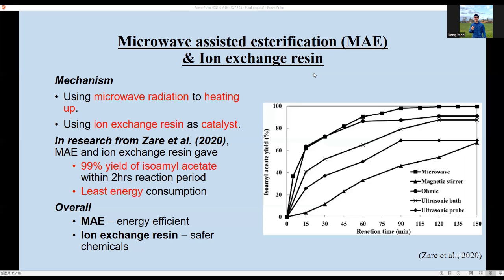In the research, MAE achieved 99% yield of esters within a 2-hour reaction period and the least energy consumption overall compared to other heating methods. So based on that, MAE is energy efficient, while ion exchange resin is a safer chemical compared to strong acid catalyst.